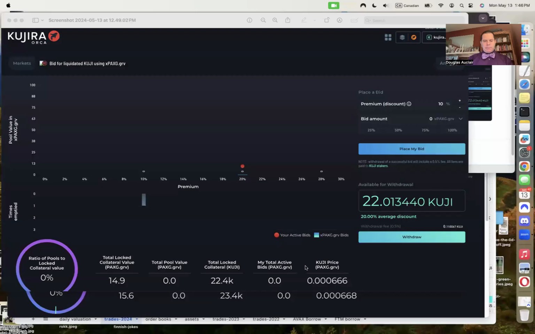Let's see how that works in practice. All right. So I had placed a bid using gold on liquidated Kuji, and that bid hit. How much gold did I use as collateral to purchase this liquidated Kuji? That's why records are important here, folks, because a major disadvantage I see with ORCA is I do not see how much collateral I spent in order to claim the liquidated assets.